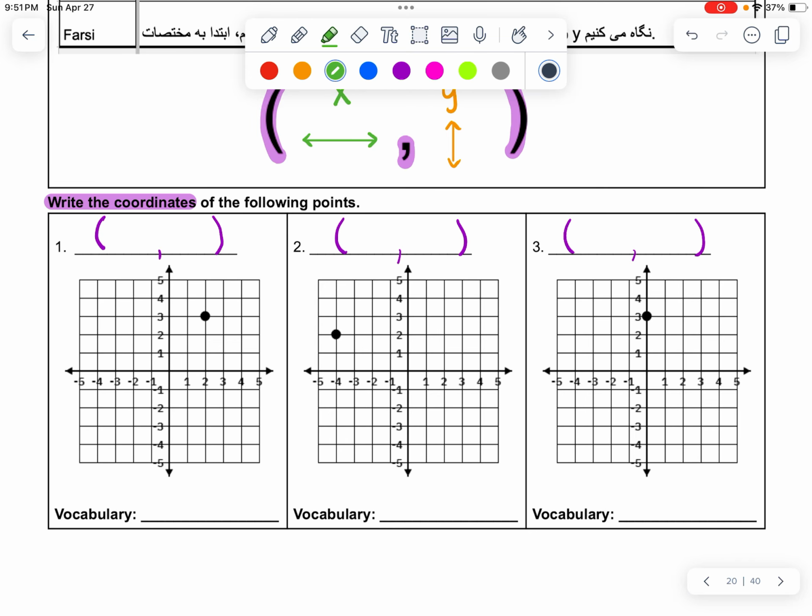First, we will look at the x coordinate. Starting from the origin, to get to this point, we would go to the right 2 spaces. So x is 2. Then we would go up 3 spaces. So y is 3.